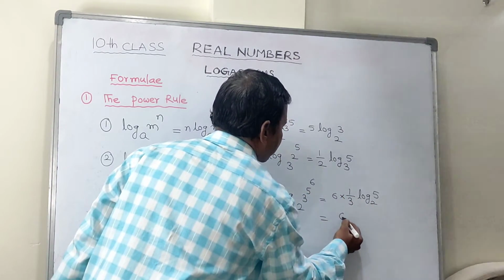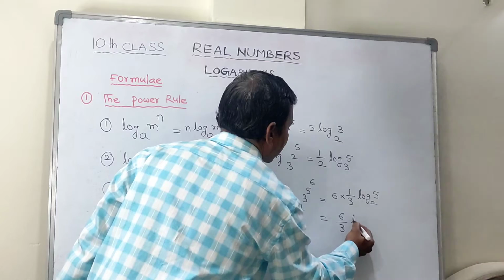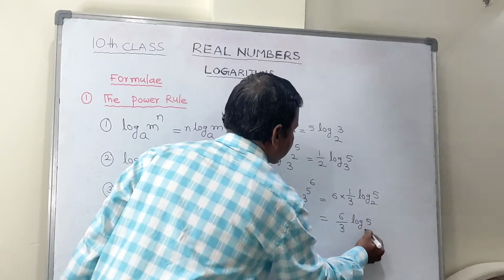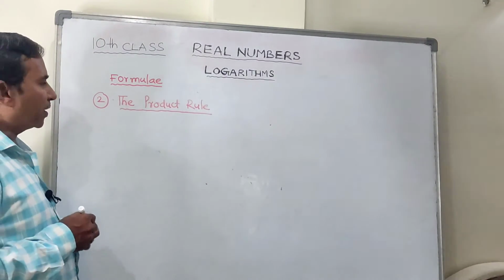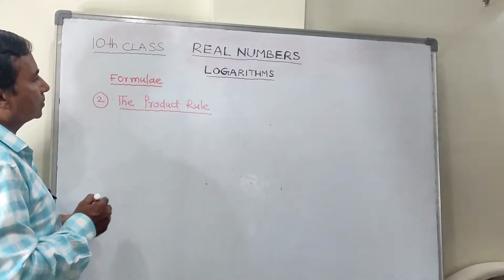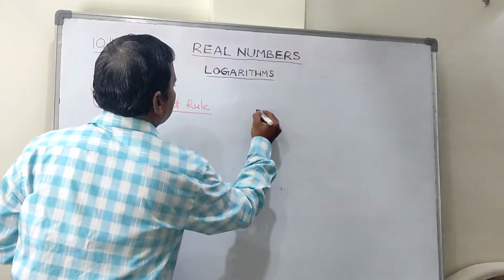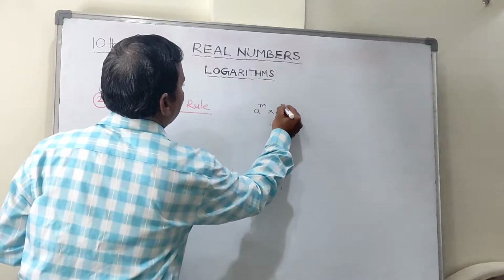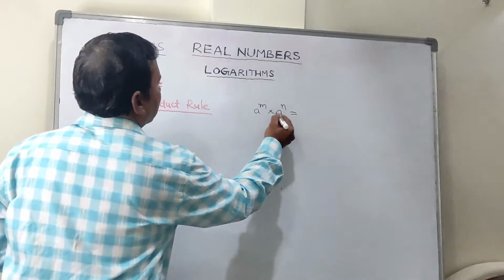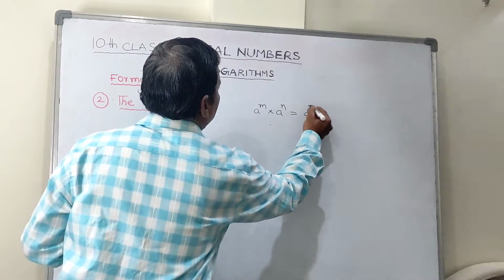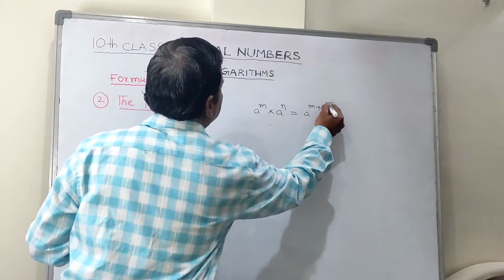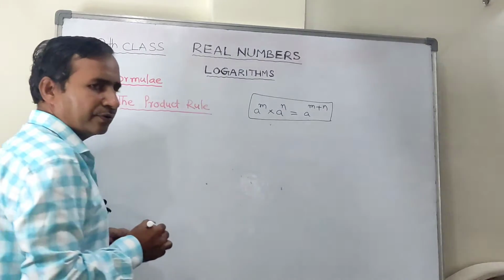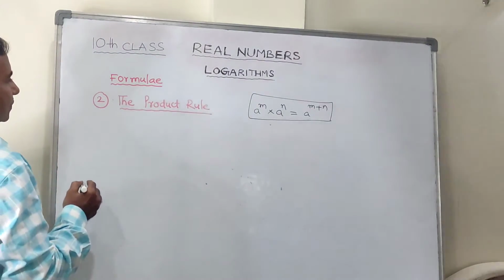So, 6 ones are 6 by 3 log 5 to the base 2. Now, see the second formula, the product rule. As we know in the exponents formulas, a power m into a power n, as the bases will be equal, we will add the powers, isn't it? This formula we already well know from the previous classes.